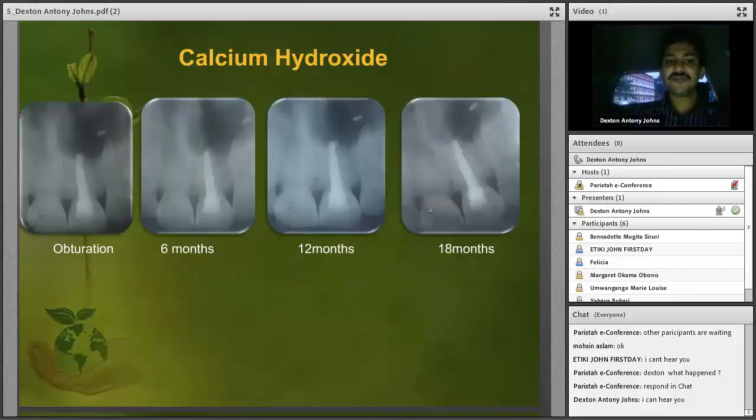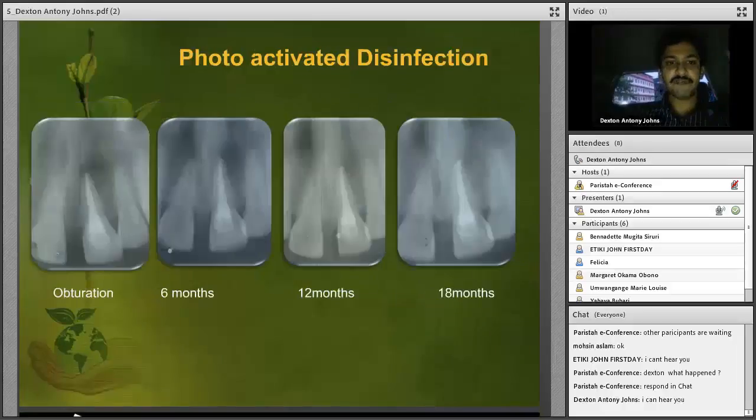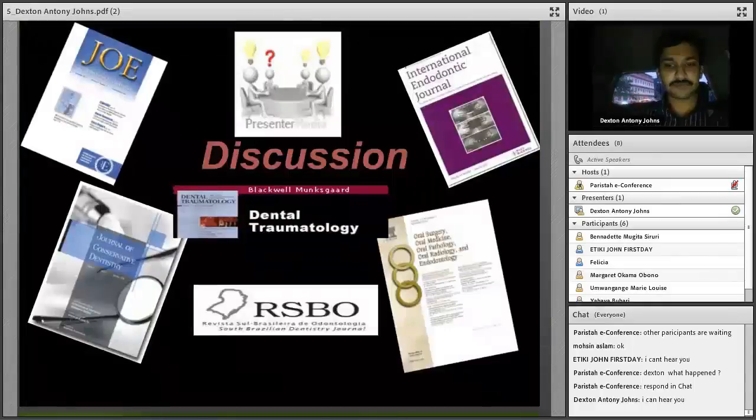These are the photographs of the lesion healing at the initial stage and at 18 months. Then we have triple antibiotic paste at the initial stage and at 18 months. It's just a single patient photograph. Then we have the photoactive disinfection at the initial stage and at the final stage, where initially you can see a radiolucent area, and in the healing phase after 18 months the radiolucency has disappeared totally.